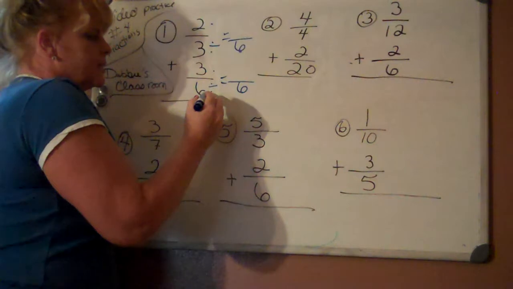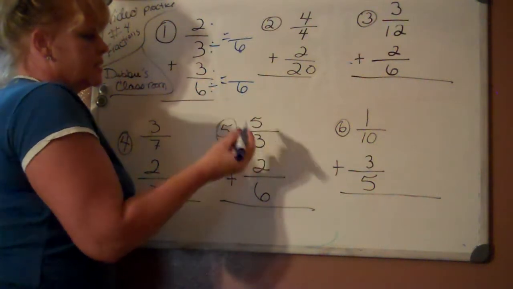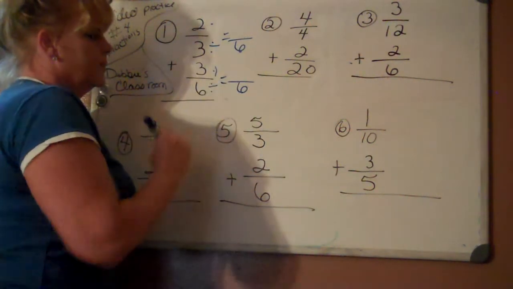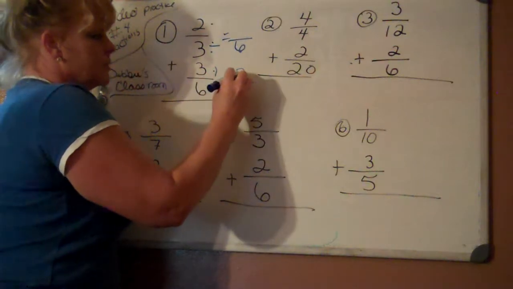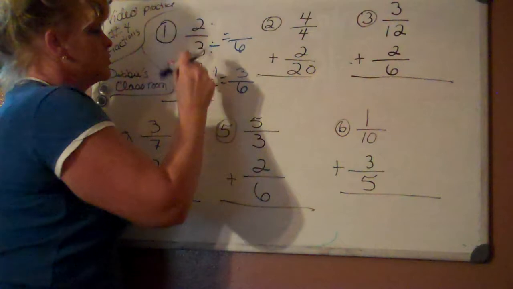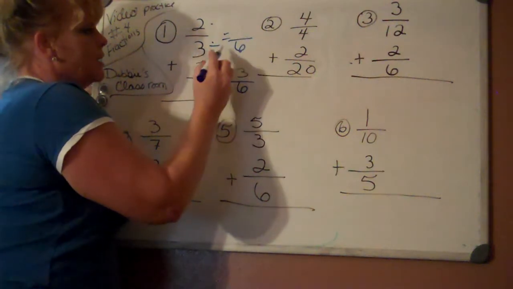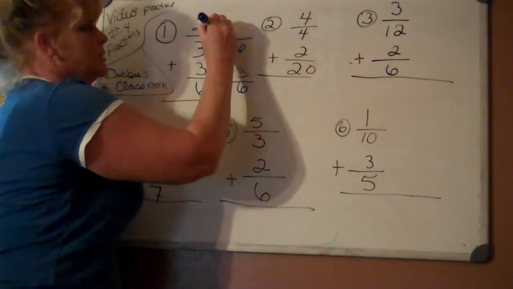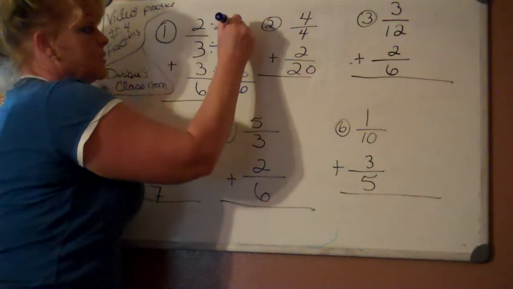Okay, all we have to do is read this problem now. 6 divides into 6 how many times? 1 time. 3 times 1 equals 3. And you see how all you have to do is read it. You don't have to remember all those rules. 3 goes into 6 how many times? 2 times. And 2 times 2 is 4.